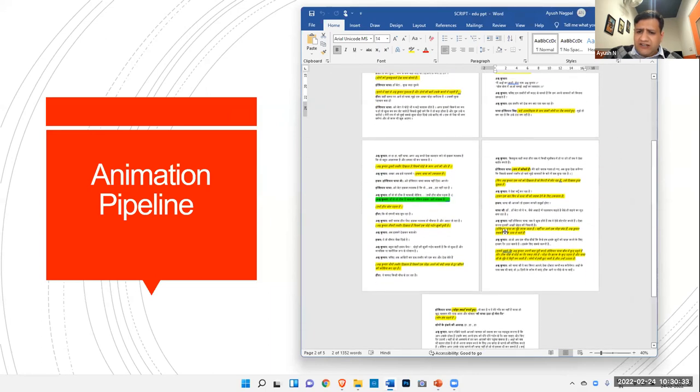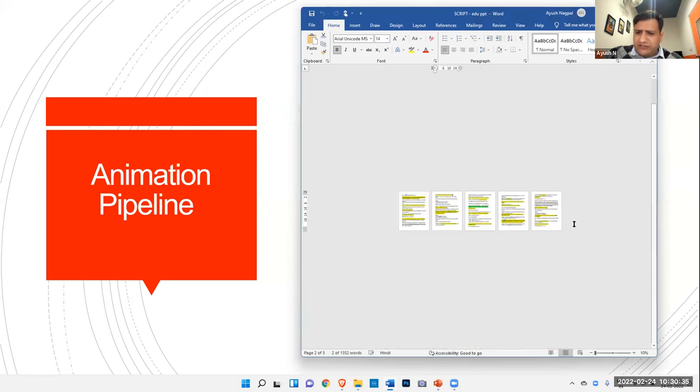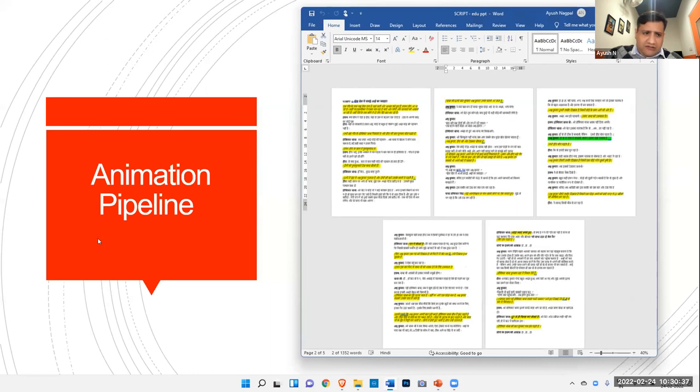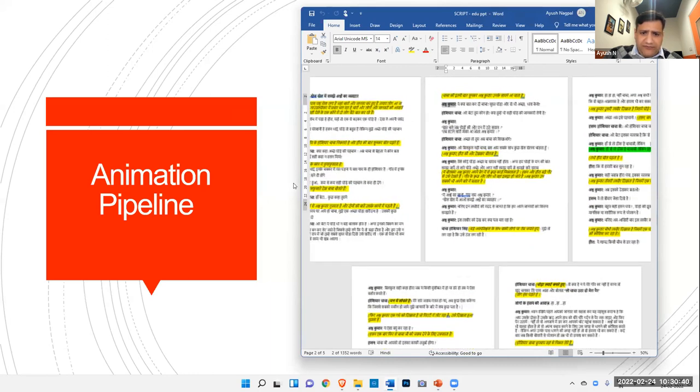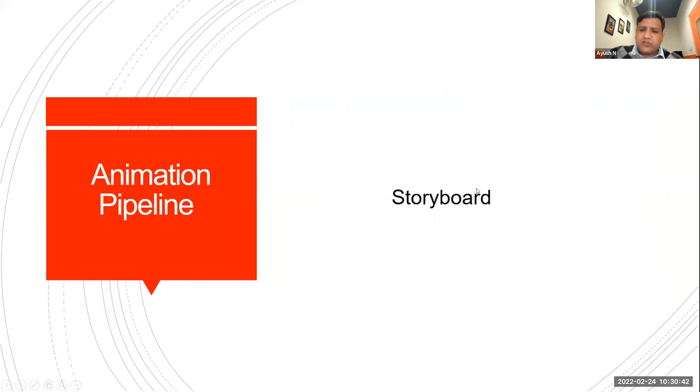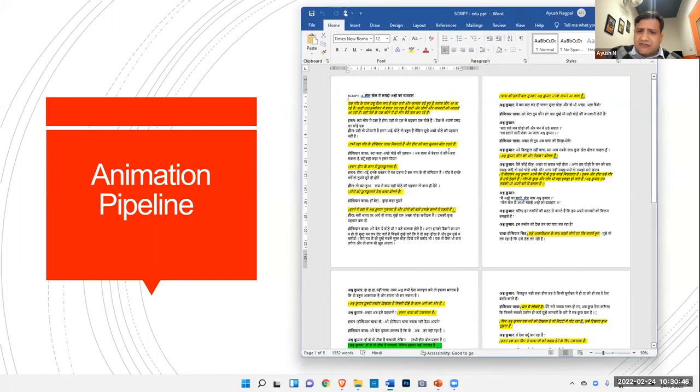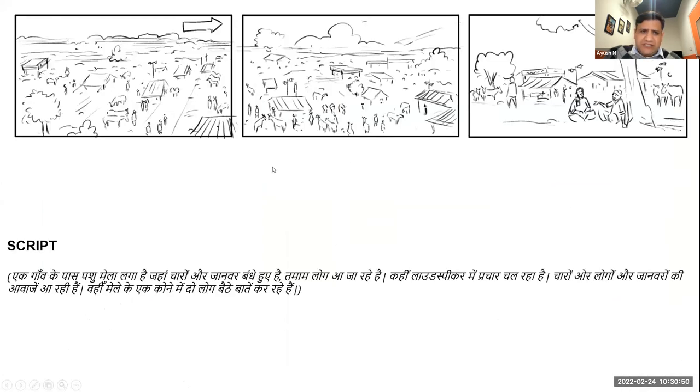It's a small scene, and this is about 4 or 5 pages of the script. Now, when we have this, the next step is a storyboard. A storyboard is when this script is converted into something like a comic strip. This is what it looks like.